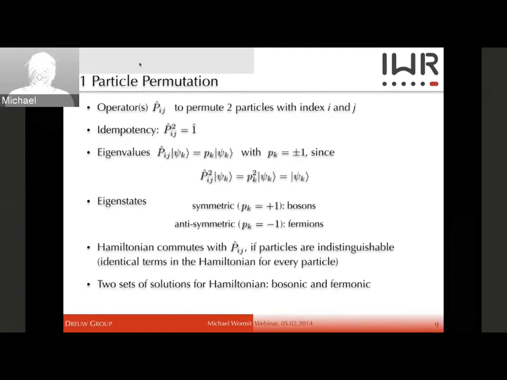The Hamiltonian commutes with Pij if the particles are indistinguishable, which they always are in our case. So you get two sets of solutions for the Hamiltonian. That's this block structure again. One is the bosonic and one is the fermionic, and we are always only concerned with the fermionic ones. So this is more or less intrinsic in all our approaches. The Slater determinant is the fermionic one. We more or less put this directly in.